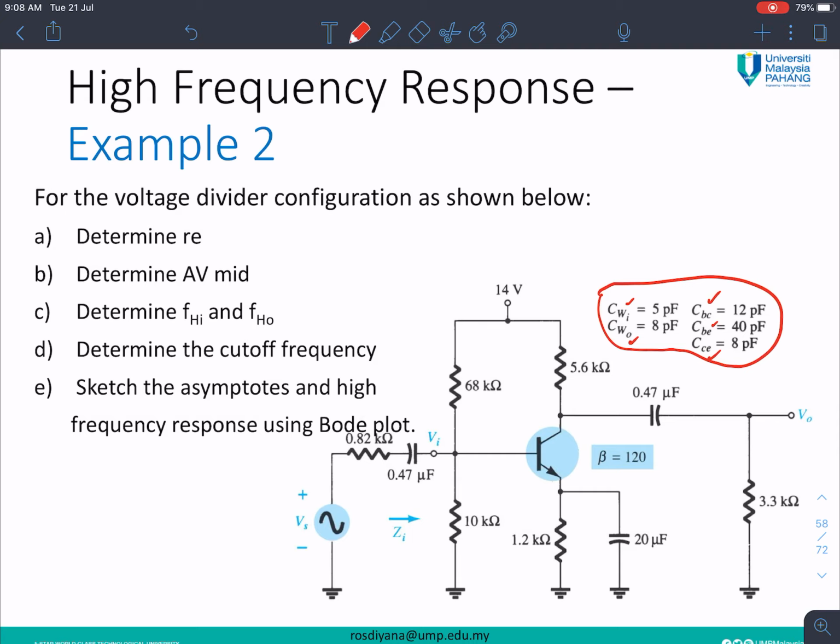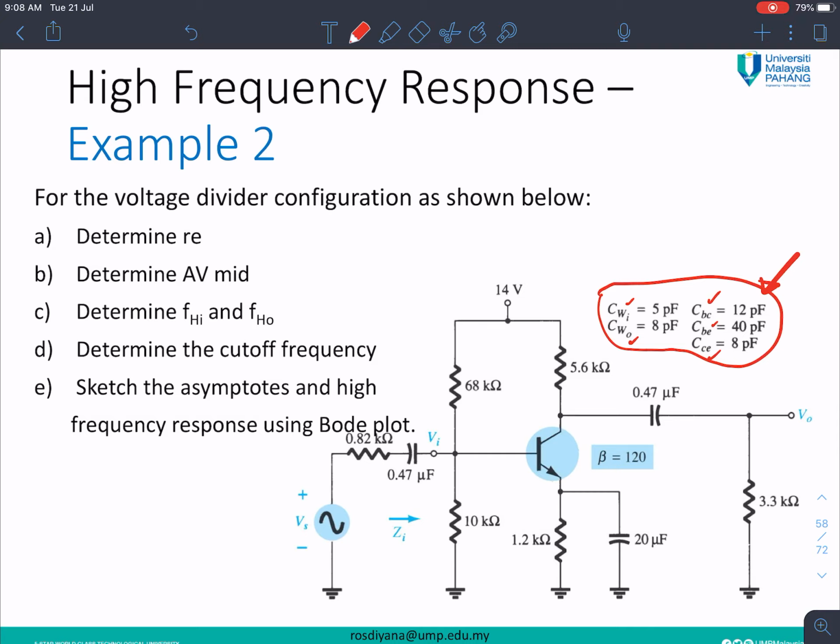CW out, there is no capacitor in this figure. But you must know that every time you want to find the high frequency response, these values will be included. Okay, so you know where the CBC, CBE, and CCE are.